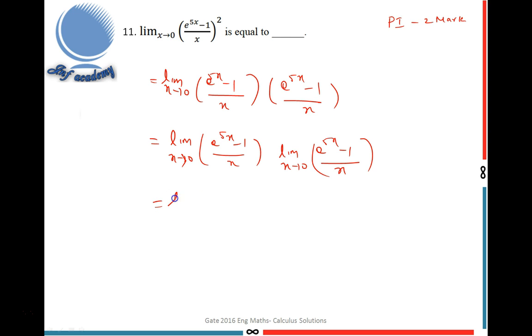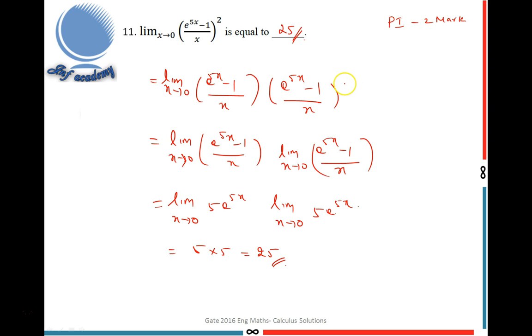I get limit x tends to 0 of 5 e power 5x by 1. This is also the same, limit x tends to 0 of 5 e power 5x. Now I substitute the limit 0. I get this is 5, this is 5. So the final answer is 25.